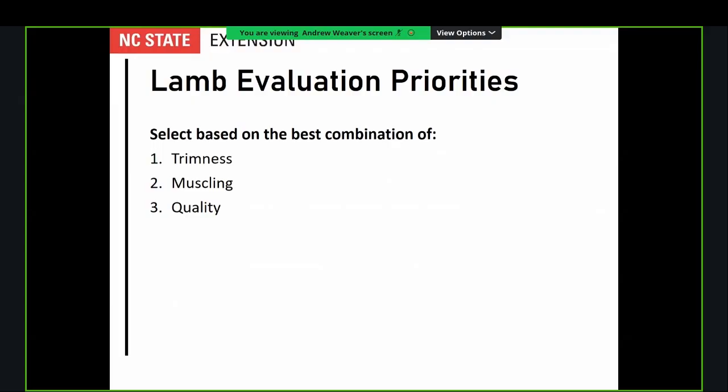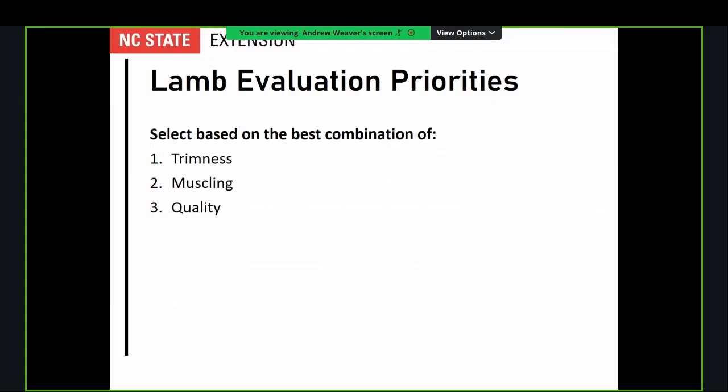And so I know you want high quality lamb, right? And sometimes we use that as kind of a blanket term to encapsulate all quality attributes. If we just put our meat science hat on for a second and think about it from that standpoint, quality more specifically refers to tenderness, juiciness, flavor, factors that impact that. And so trimness is the number one priority.